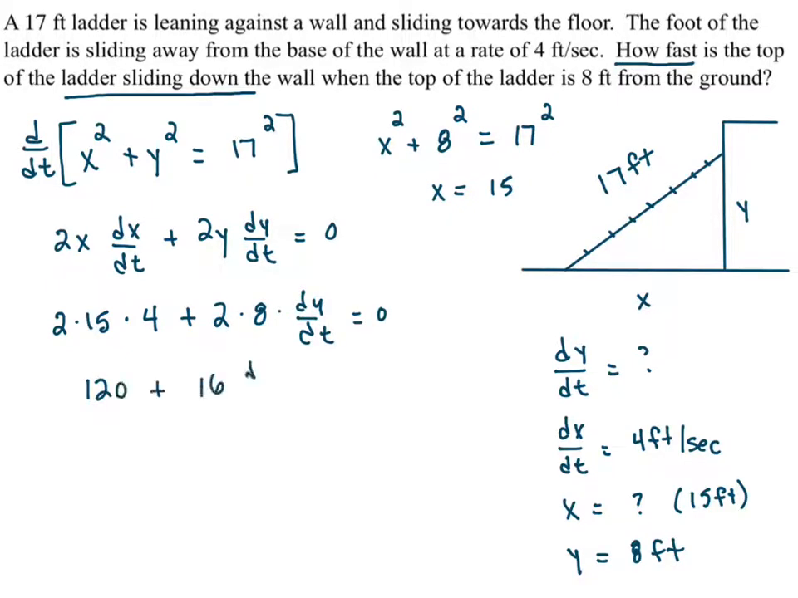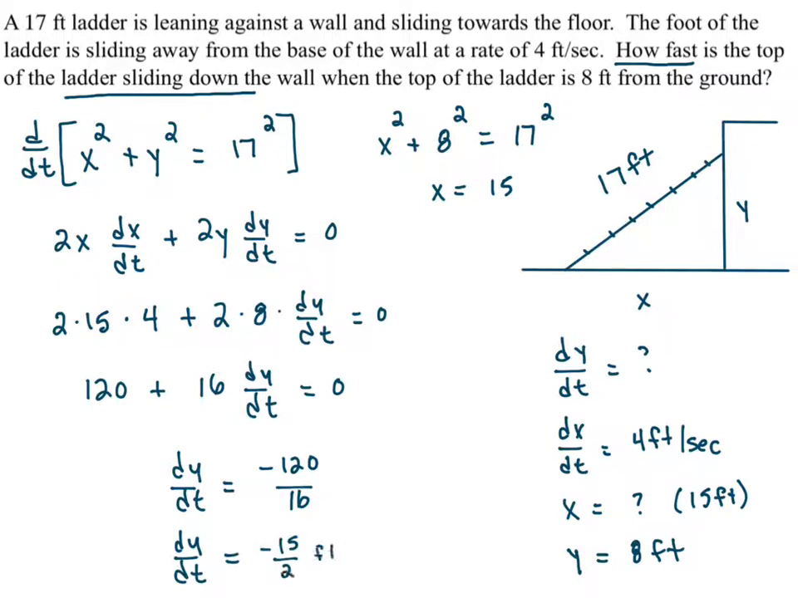So I'll throw all of those numbers in my formula and simplify. So I get 120 on the left, plus 16 dy/dt on the second part, equals 0, and I'll solve for dy/dt. So I'll subtract 120 and divide by 16. So my dy/dt should equal negative 120 over 16, and of course we can just reduce that a little bit. So I get negative 15 over 2, and that's going to be feet per second.